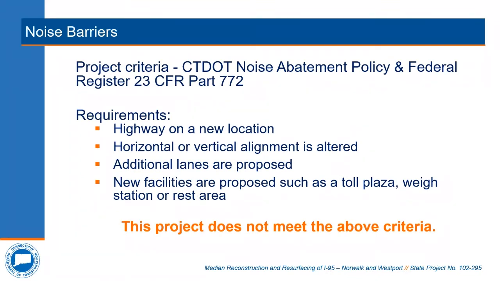Regarding noise barriers, the ability to use federal funds for the construction of new noise walls along a project corridor is dependent upon meeting specific requirements, such as the construction of a brand new highway or the addition of new lanes to an existing corridor to increase its capacity. Project 102-295 does not meet these criteria. At the state level, the allocation of state funds to construct a new noise wall at a new location requires the approval of the state legislature. No new noise walls are included as part of Project 102-295.